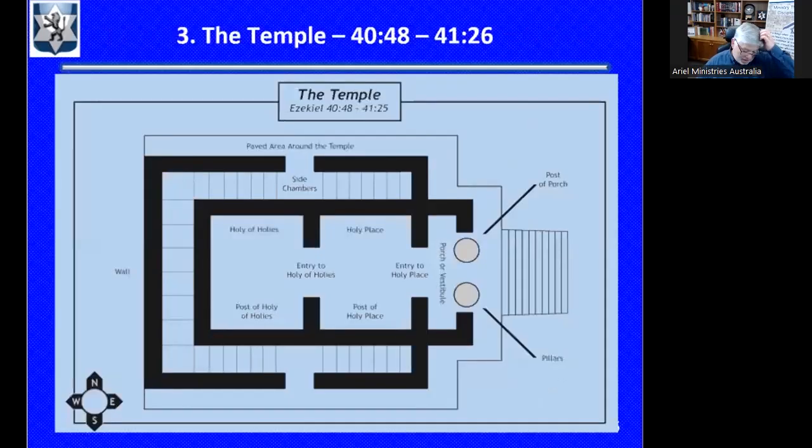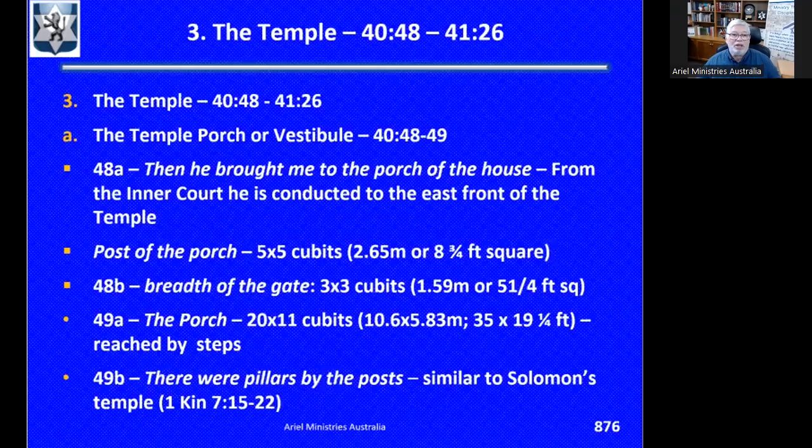Now this is just a standalone image of the temple. You see the two pillars at the front. You see the stairs going up, enter the holy place, enter the Holy of Holies. The temple is going to go from chapter 40, verse 48, down to chapter 41, verse 26, and it's going to be subdivided into some smaller units. There's also a diagram of the temple building, which we just saw. You can look back at that if you have the notes.